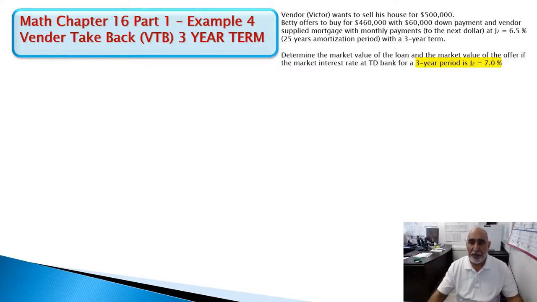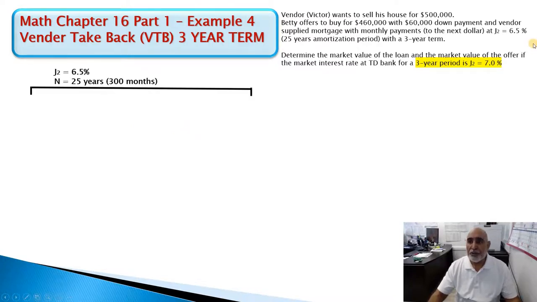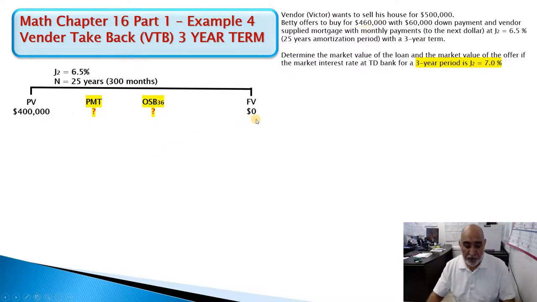Okay, so from that information, we need to draw the timeline diagram with the interest rate being J2 equals 6.5 and the time period 25 years. We're going to need to convert to J12. Even though the loan amount isn't given, sometimes the loan amount isn't given in a question, and sometimes the loan is given and the down payment is not. So if Betty offers 460 with a 60 down payment, the loan must be 400,000. Even though it wasn't given here, we need to figure out how much the loan would be.